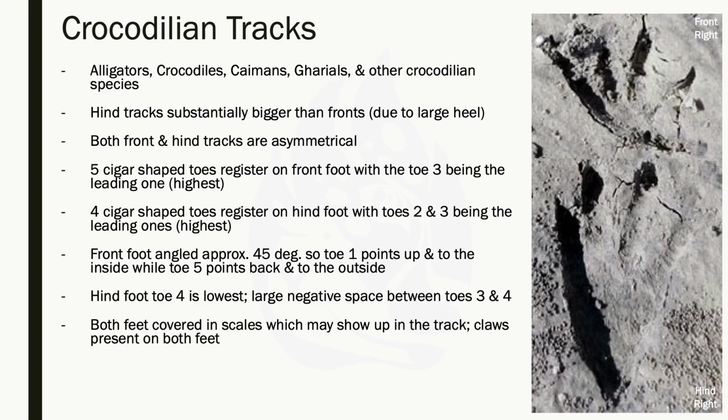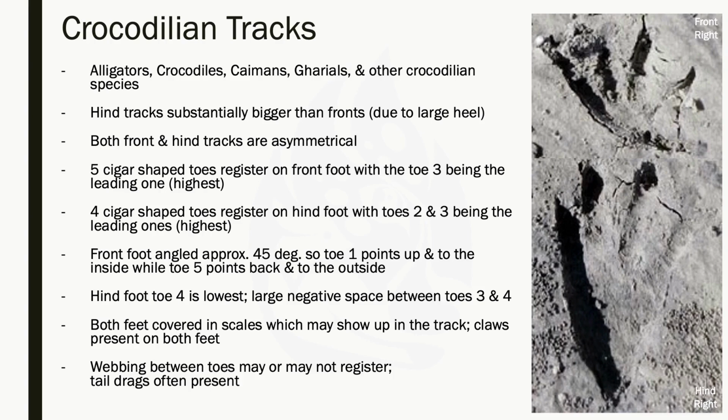Also, if you get a really good impression, and it depends on the substrate, a lot of times this is going to be in mud or on wet sand because obviously they're going to be near water, you might see scales in the actual track. But one thing you almost always see is the claws register. You can see in pink here on this front foot, a claw mark on the extension of that toe, and you can also see it on the first toe here in the hind foot. Those almost will always show up.